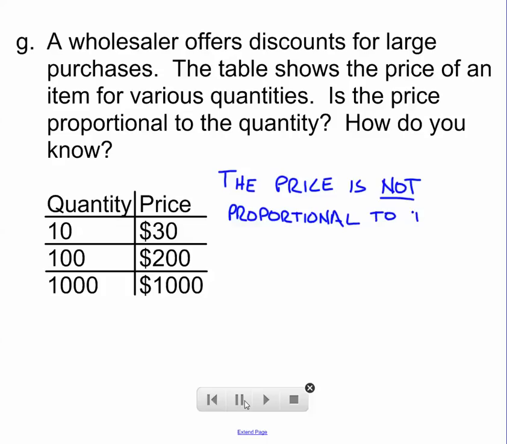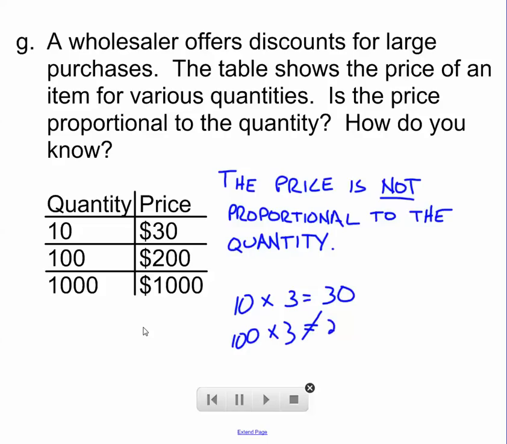If it were, then every 10 items you buy would cost 30 bucks. So 10 times 3 is $30. So 100 times 3 would be $300, but it's not. It's 200. And lastly, 1,000 items, if it was proportional, should cost you 3,000, not $1,000. Because when you multiply by 3 every time, you don't get the answer in the price column. It's not proportional.